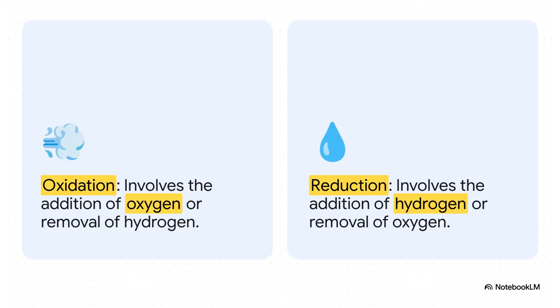And finally, we have oxidation and reduction. These two are a pair, 2 sides of the same coin, really. In the world of organic chemistry, it often boils down to something simple. Oxidation usually means you're adding oxygen or removing hydrogen. And reduction, you just flip it. It's adding hydrogen or removing oxygen.